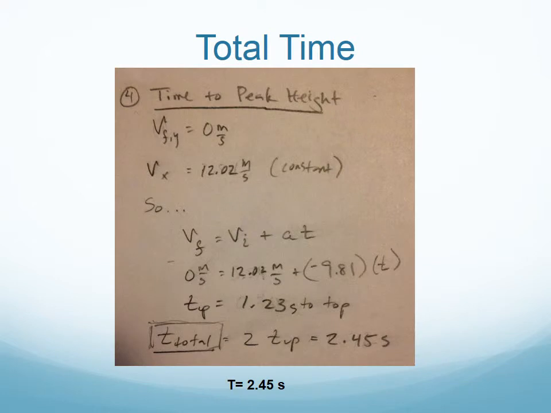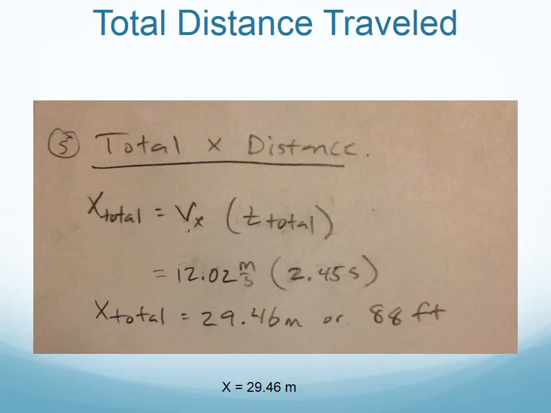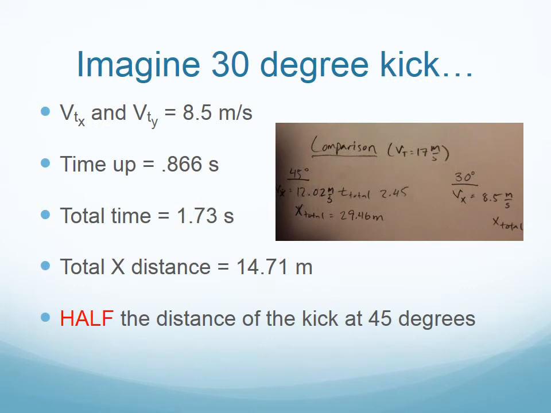First, we need the total flight time of the ball. Using VF equals VI plus AT, we found the time that it took the ball to reach peak height and multiplied that by 2 to get a total flight time of 2.45 seconds. The total distance traveled is 29.46 meters or 88 feet. Now let's imagine that a worse player approached the ball with the same velocity of 17 meters per second, but instead kicked the ball at a 30-degree angle. In this case, the ball would travel 14.71 meters, only half the distance of the ball kicked at 45 degrees.